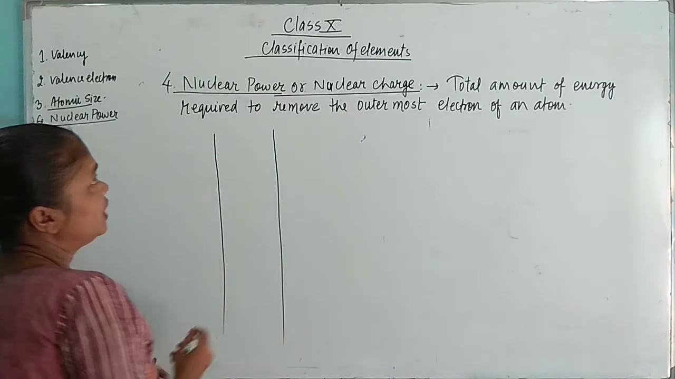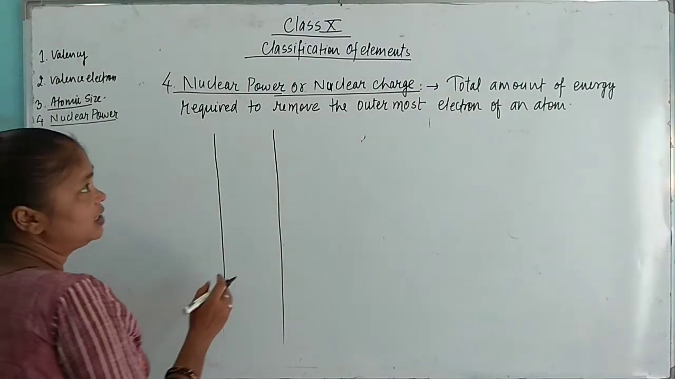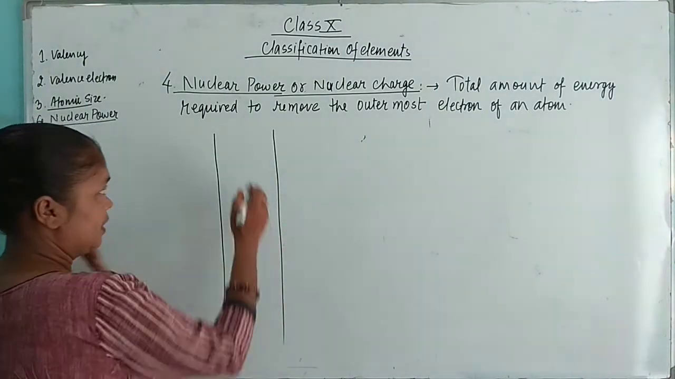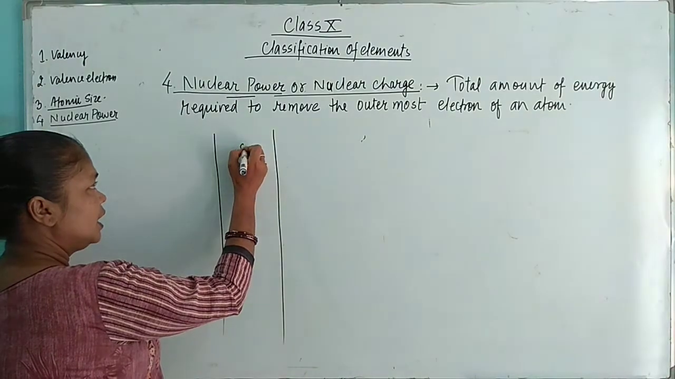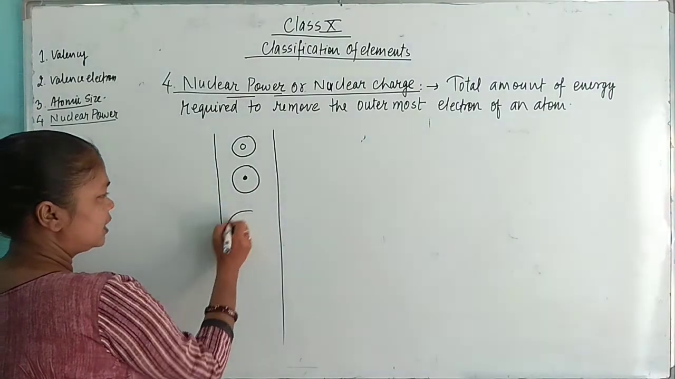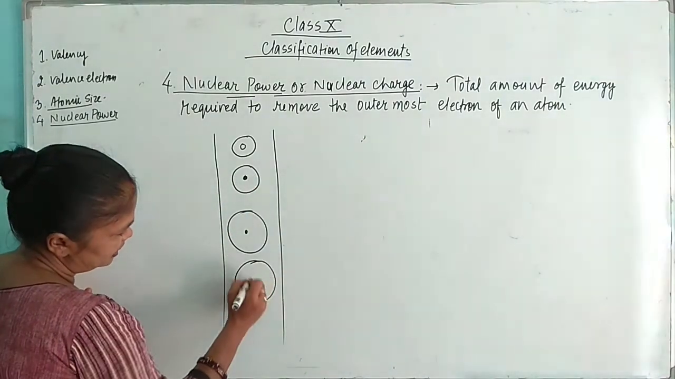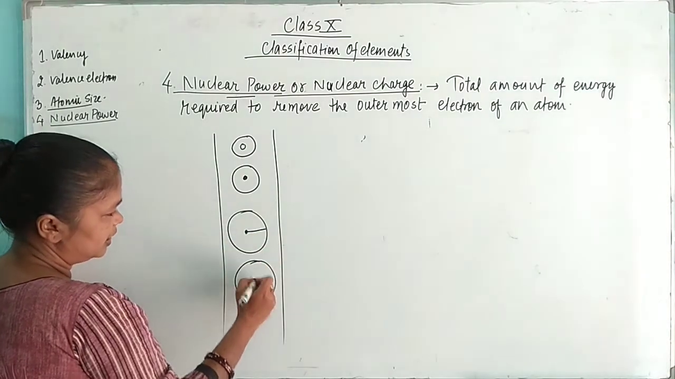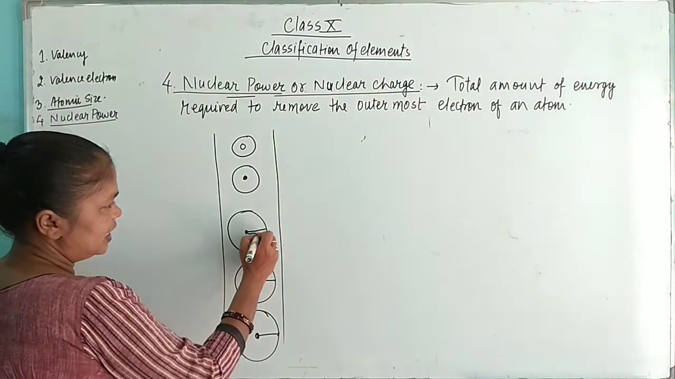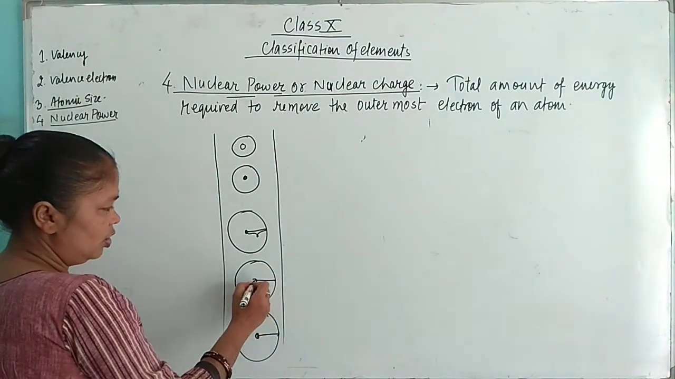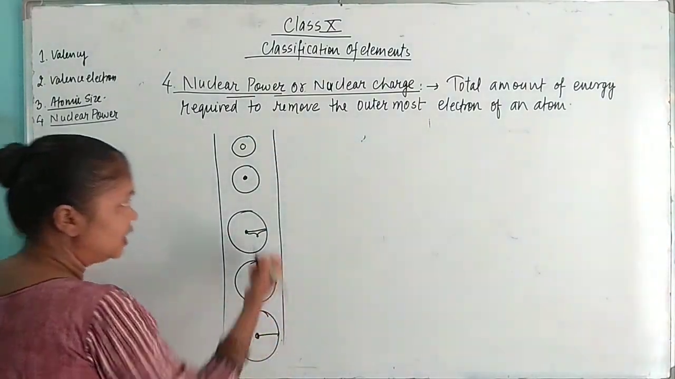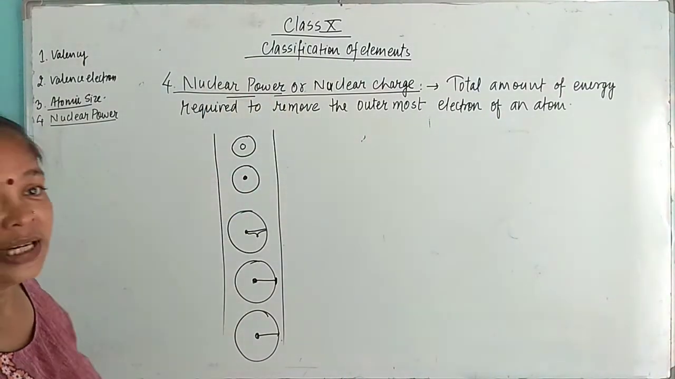Now nuclear power, or the nuclear charge, is the total amount of energy required to remove the outermost electron of an atom. Now you see the nuclear power here. As we are moving up to down, the atomic size is increasing. Atomic size is increasing, that means the distance of the outermost cell from the nucleus is increasing. This distance is increasing, so the effect of power on the outermost cell is decreasing. So as we move up to down in a group, the nuclear power decreases.